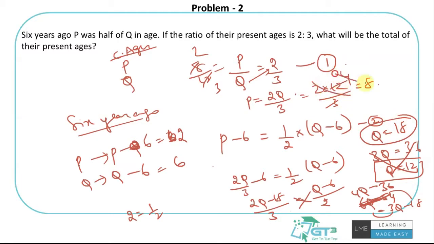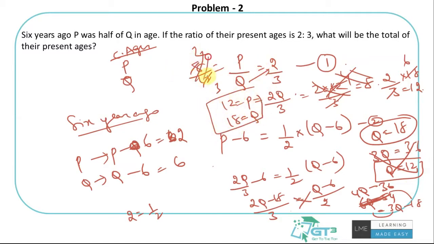Once I get Q as 18, what will P be? 2 by 3 into 18 is 3 6s, that's 12. So P is 12, Q is 18, right? These are the values that I am getting. The ratio would be 6 2s, 6 3s, which is 2 by 3. 12 by 18 is 6 2s, 6 3s. And here also the ages 6 years ago would have been 6 and 12. So 6 is half of 12, right? So that's why it's correct.